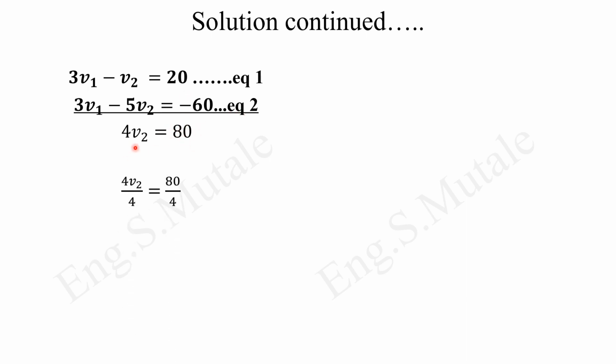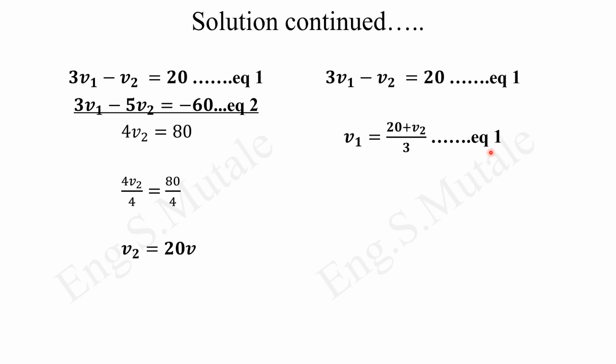Then we'll divide both sides by 4, and we're going to have the value for V2 as 20 volts. Once we have 20 volts as V2, we can pick either equation 1 or equation 2, make V1 the subject, and then solve for V1. I chose equation 1. From there, I make V1 the subject. Since I have the value for V2, which is 20, where there is V2, I put 20. It becomes that, and we're going to have V1 as 13.3 volts.